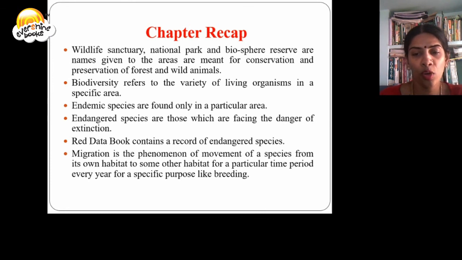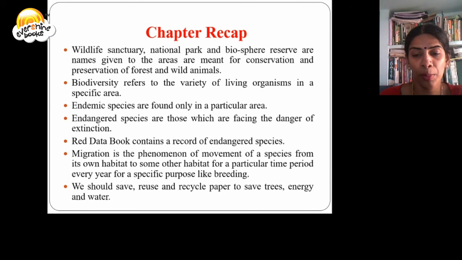Migration is a phenomenon of movement of species from its own habitat to some other habitat for a particular time period every year for specific purposes like breeding. We should save, reuse and recycle paper to save trees, energy and forest. This ends the chapter.